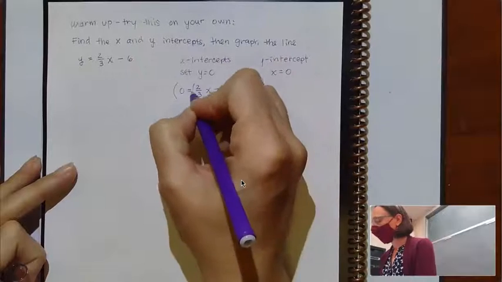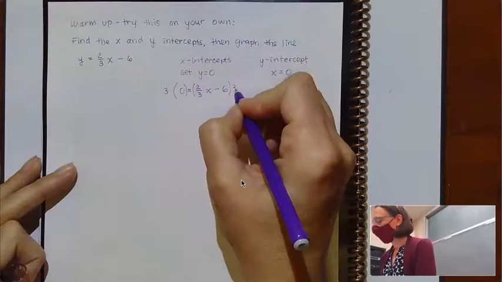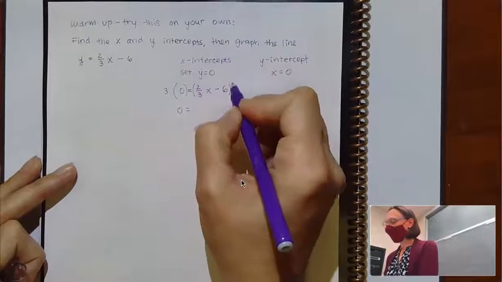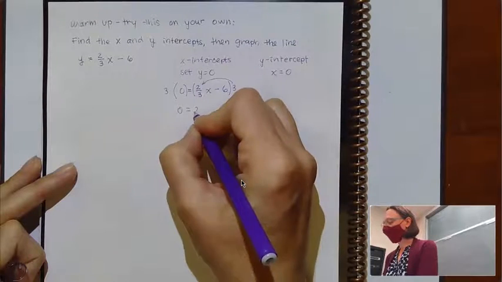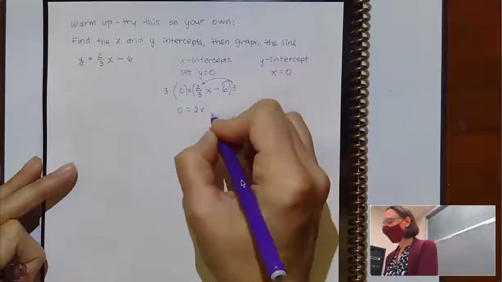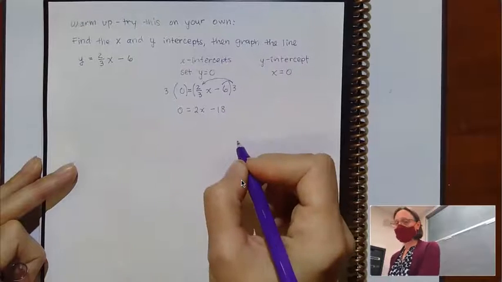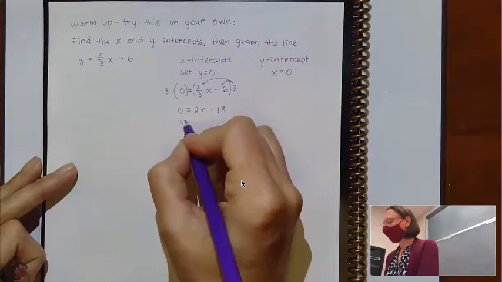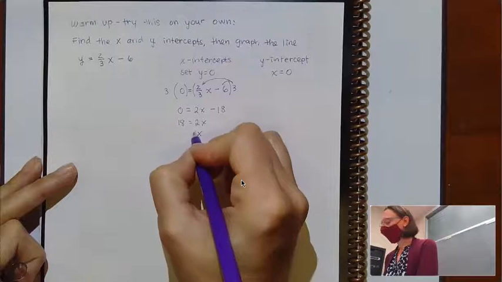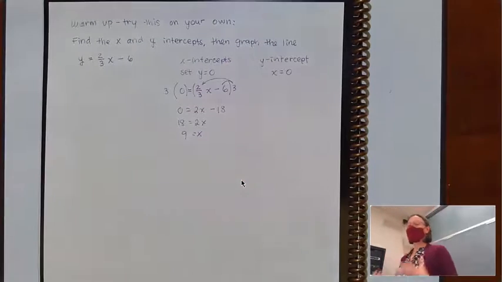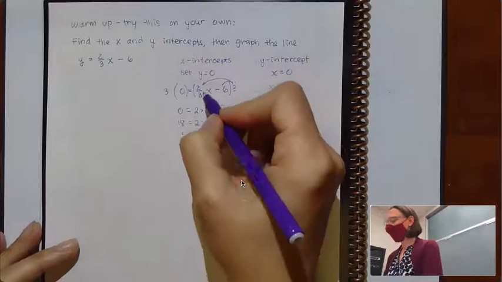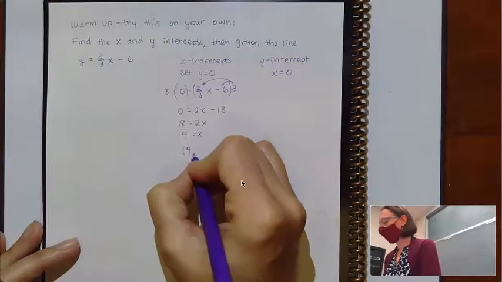And if I multiply both sides by 3, 3 times 0 is still 0. And when I distribute this 3 in, I'm going to end up with 2x minus 18. If I add my 18 to both sides, I'll have 18 is equal to 2x and x would be 9. So that means that one of the points on my graph is (9, 0) as an ordered pair.